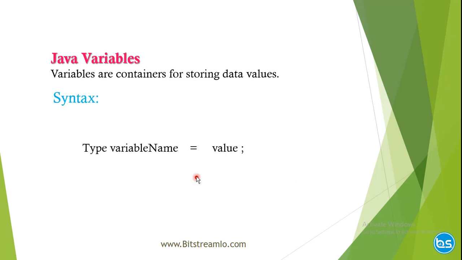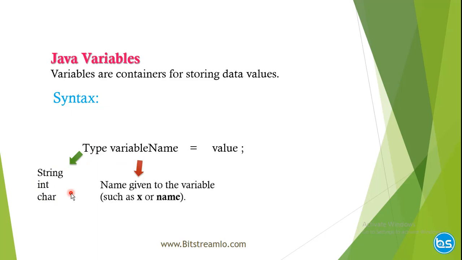First we will talk about the syntax. Coming to the syntax, what does the type mean? Type is nothing but the data type which you will be giving, for example string, integer, or character. And the variable name is given for the variable, such as X or name, any name you can give. The equals to operator is used to assign the value to the variable.